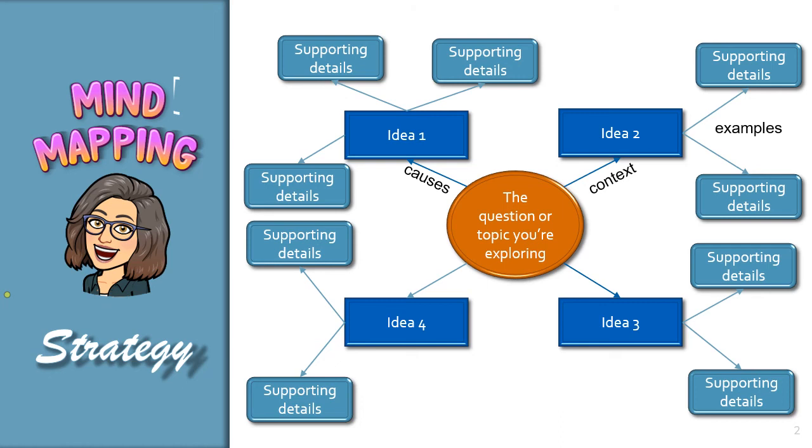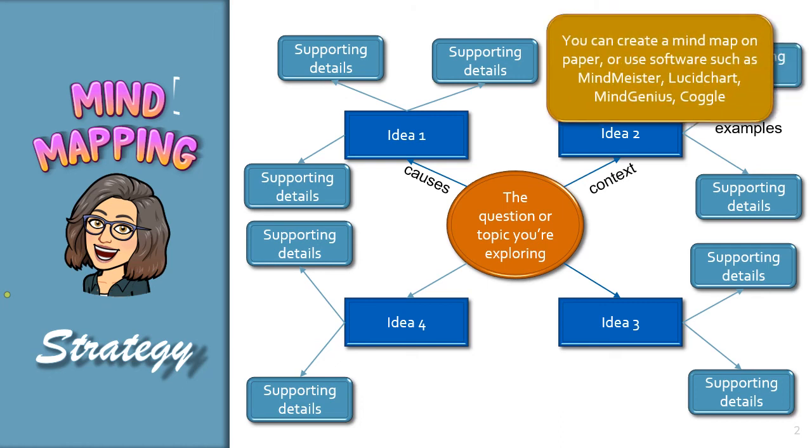Mind maps can be done on just a piece of paper with colored pencils or a marker, or you could use software such as MindMeister, Lucidchart, MindGenius, or Coggle. There are other software packages available that you can use. Lucidchart connects with Google Docs, but they all have free versions that you can use.